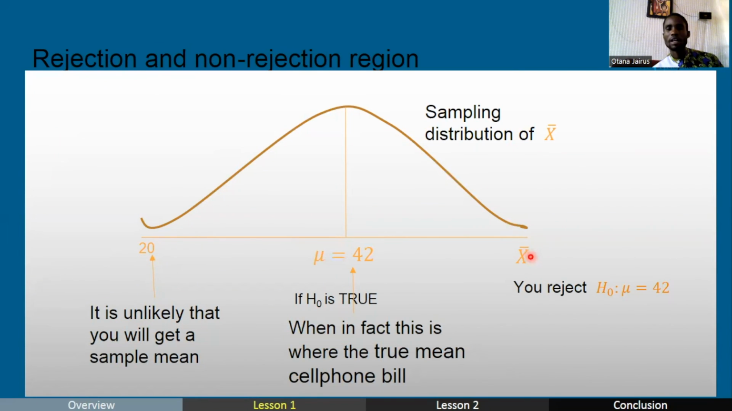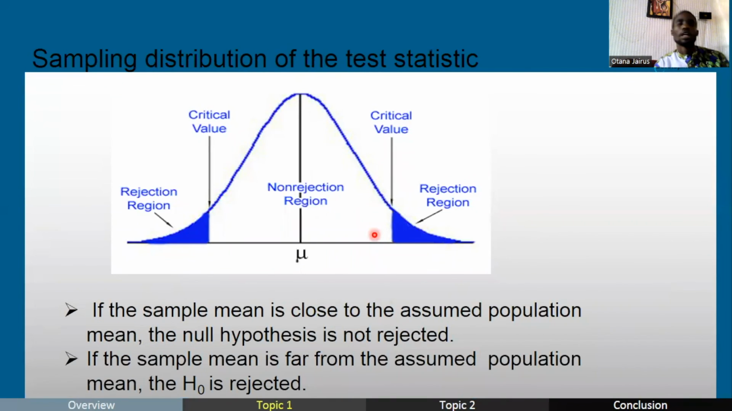When our X bar lies on this further end, you reject the null hypothesis when the mean is equal to 42. So when you go to this further end, you reject the null hypothesis. And then here, this one is our accept and reject region, when in fact this is where the true mean cell phone bill is. This center here is where our true mean cell phone bill is. Our sampling distribution of the test statistic. So this one here is our non-rejection region.